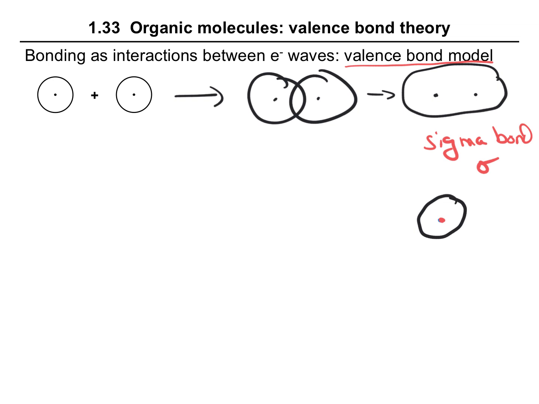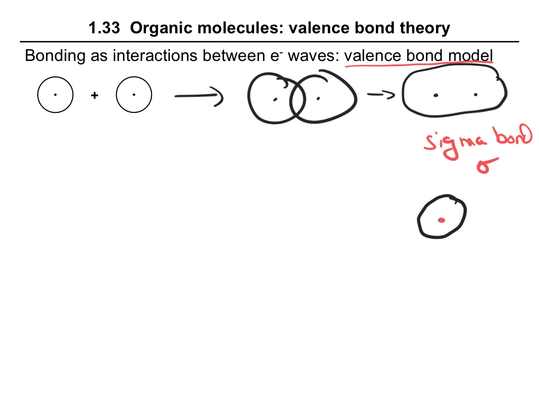So using the valence bond model, the bond occurs when we have orbital overlap. Now these orbitals have to be in phase with each other. When they're in phase and they overlap, it leads to a new orbital that encompasses both nuclei, and the atoms are held together because the electrons are attracted to both nuclei.